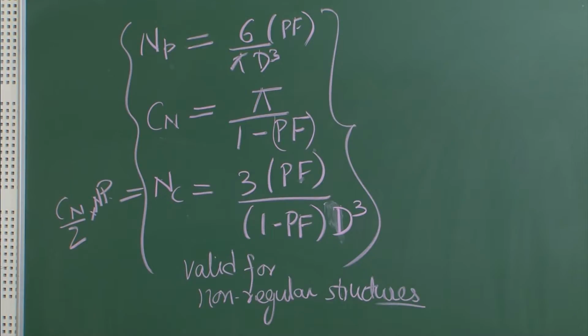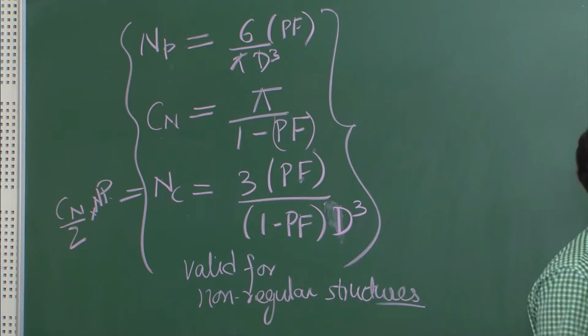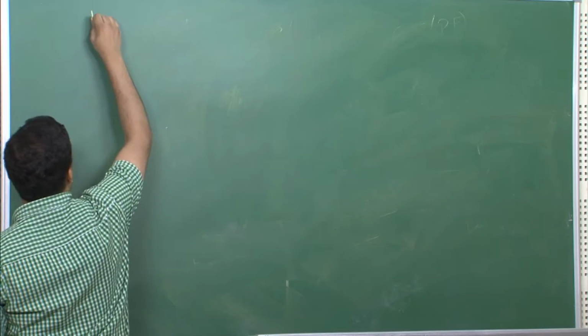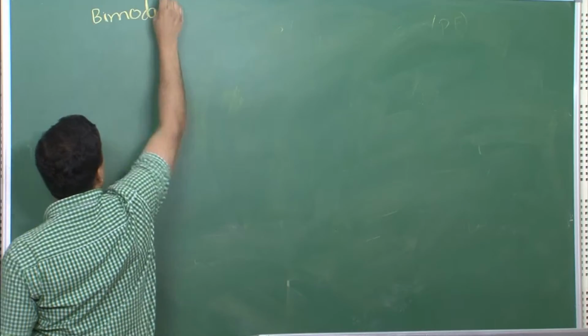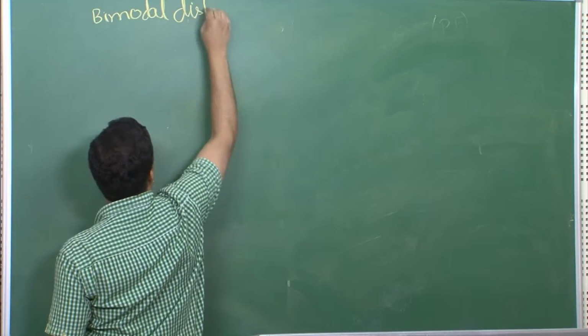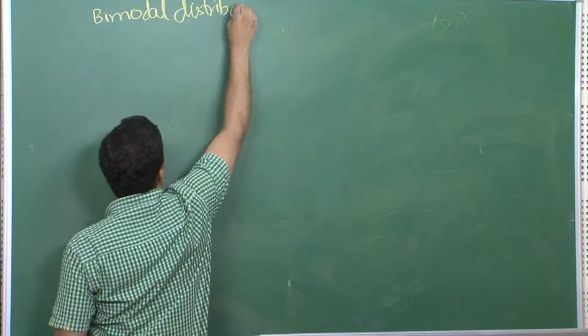So, now we will move to the next stage, which is to find out what will be the packing fraction, or at least the apparent packing fraction, when you have a bimodal distribution. What do you mean by the bimodal distribution?